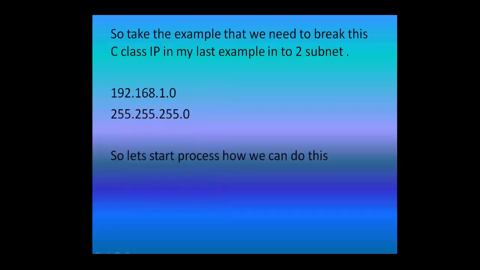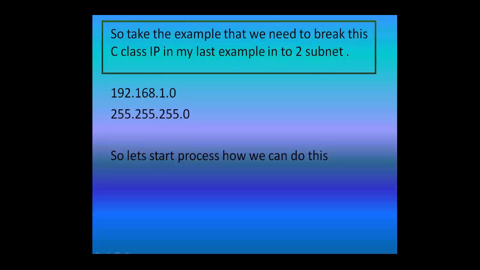So, my first example, I will take a lot of examples. It will take a lot of time, but have patience, watch it, and you will learn everything here. Everything will be clear to you. I will go step by step. We will break this C class IP from my last example into two subnets. This is the network ID, and this is the subnet mask, one network IP and one broadcast IP.